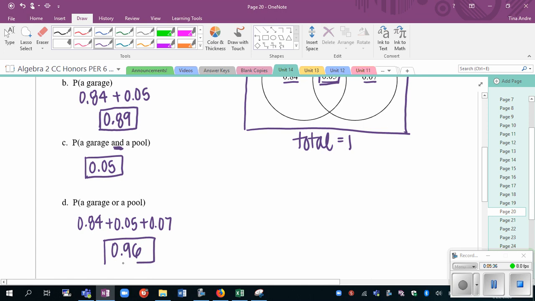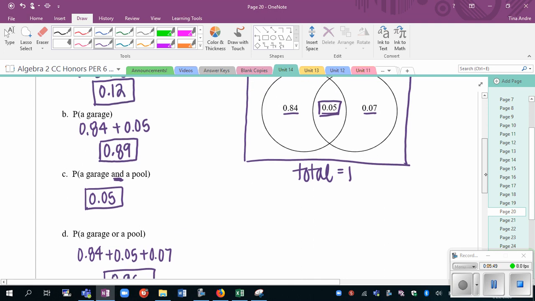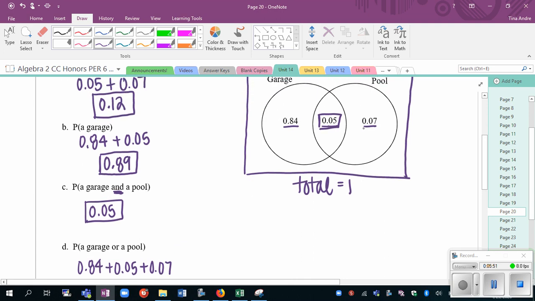Now you might be thinking back to when we did OR before, we used the formula. So when you think back about the formula works because it subtracts off the duplicates. So in this situation, if you just add up these three pieces, you don't have to worry about the duplicates because the duplicates have already been subtracted. The duplicates are really that 0.05.